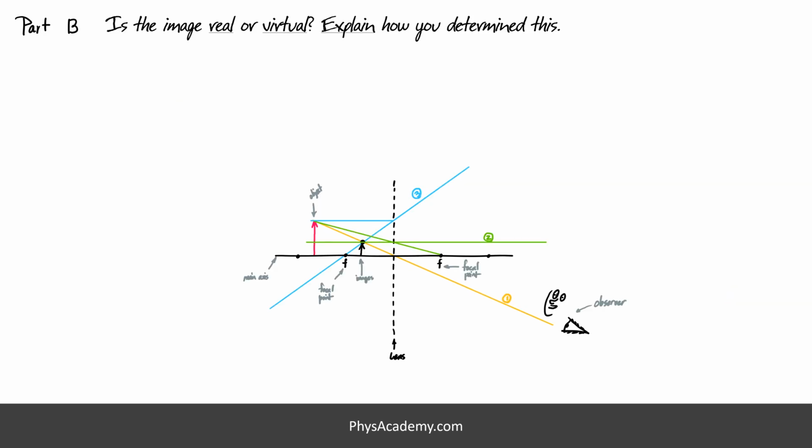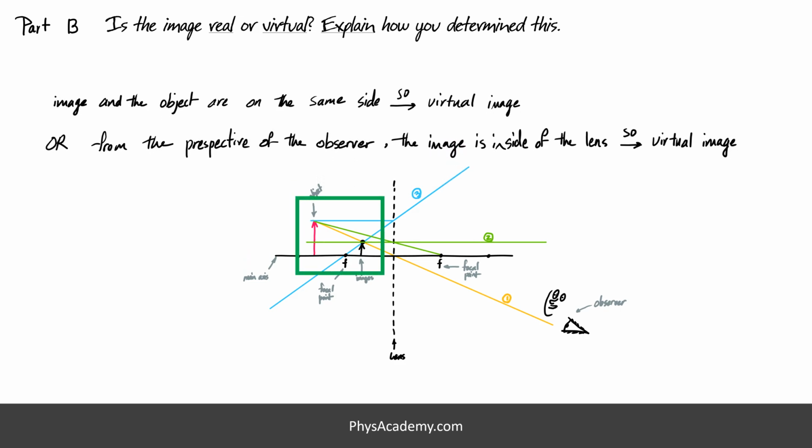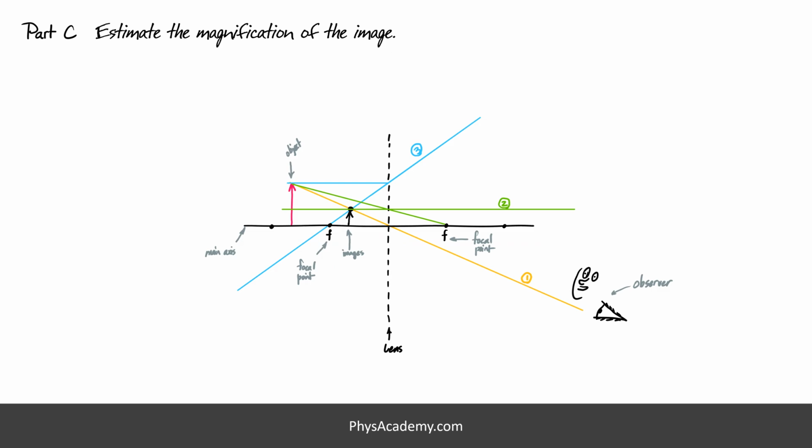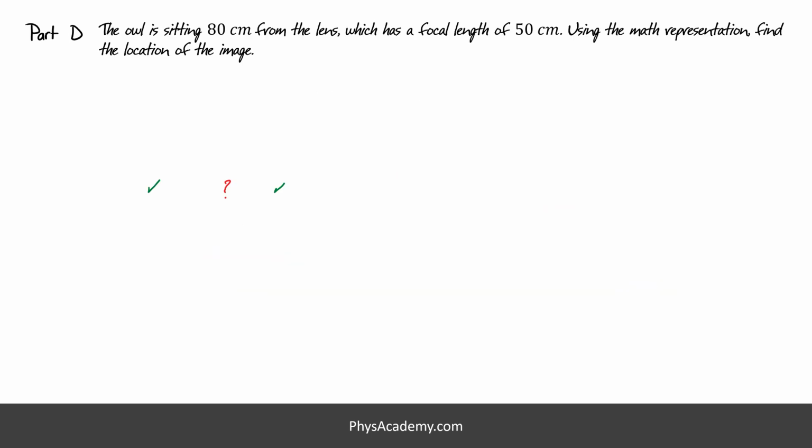Part B. Is the image real or virtual? Explain. When an object and its image are on the same side of the lens, which is the case here, we have a virtual image. In Part C, we are asked to guess the magnification. From checking the ray diagram, since the object and image are both upward, in other words, both are pointed in the same direction, we expect a positive magnification. Also, as you see, the length of the image is about 40% of the object, so the magnification should be about positive 0.4.